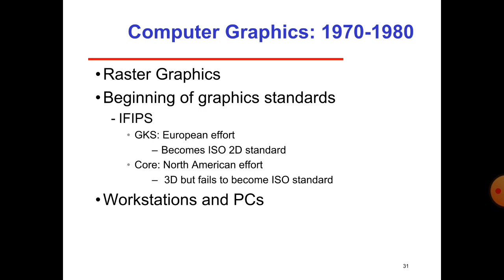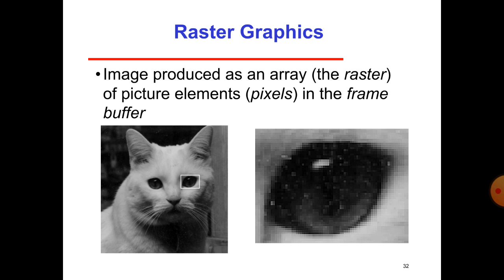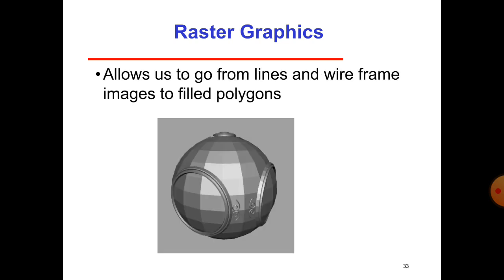Computer graphics, 1970-1980. Raster graphics, beginning of graphics standards. IFIP, GKS, European effort becomes ISO 2D standard. Core, North American effort, 3D, but fails to become an ISO standard. Workstations and PCs. Raster graphics: image produced as an array, the raster, of picture elements, pixels, in the frame buffer. Raster graphics allows us to go from lines and wireframe images to filled polygons.